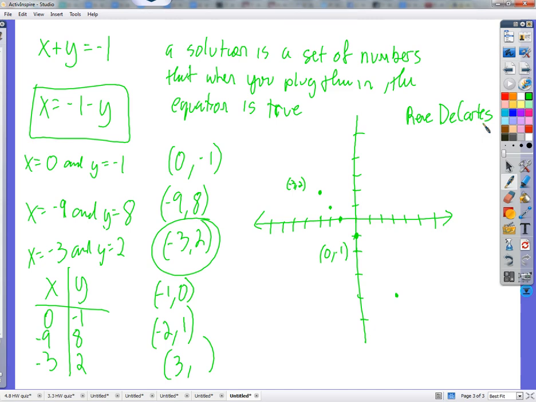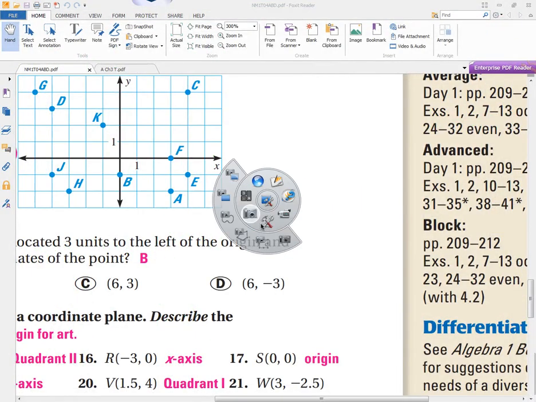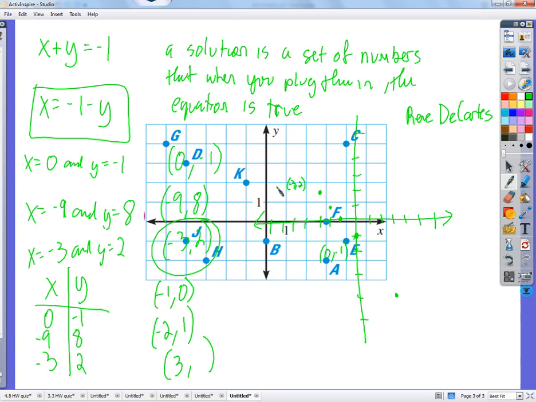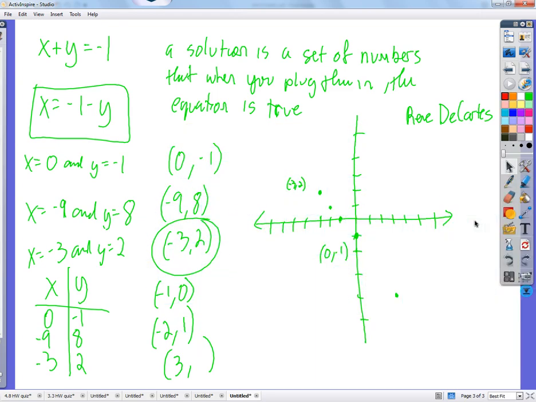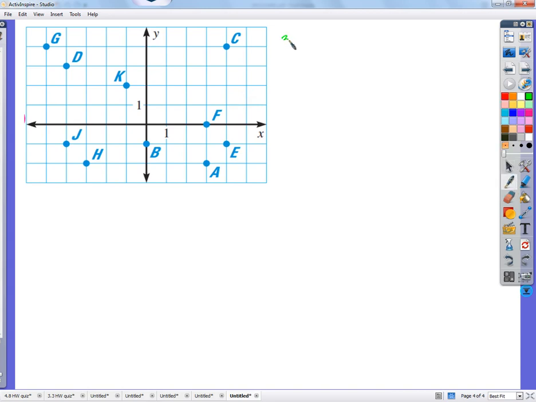I want you to, in 4.1, do 3 through 6. A, B, C, and D, I just want you to put the coordinates.